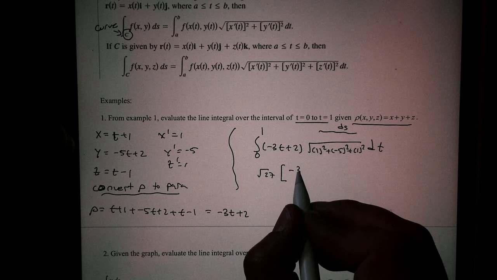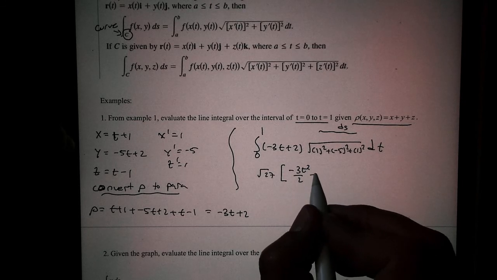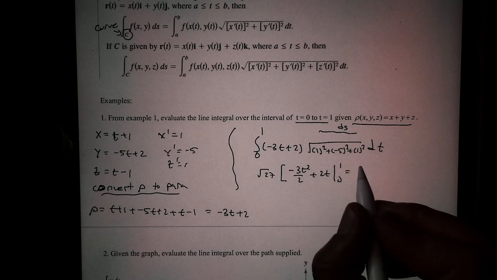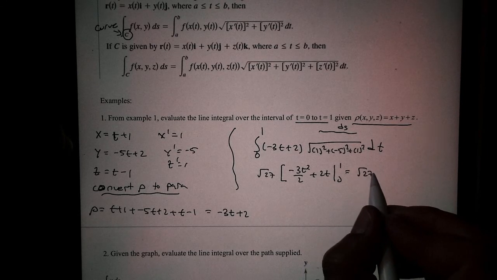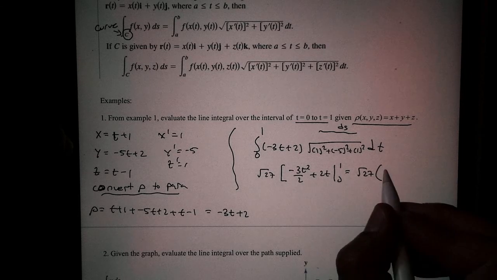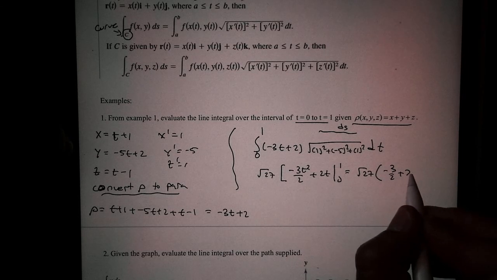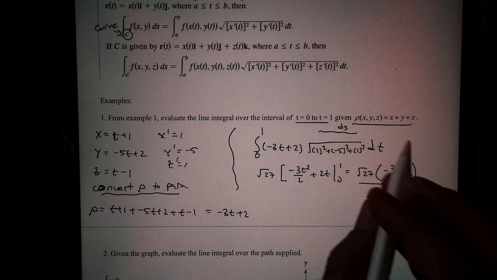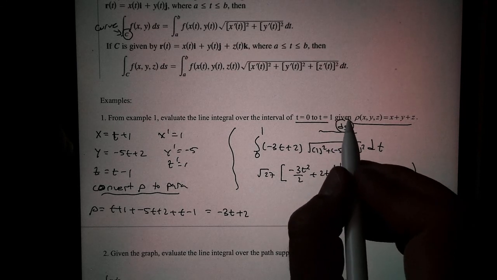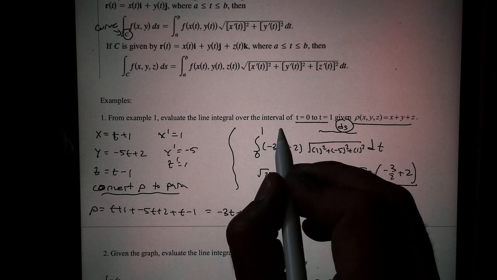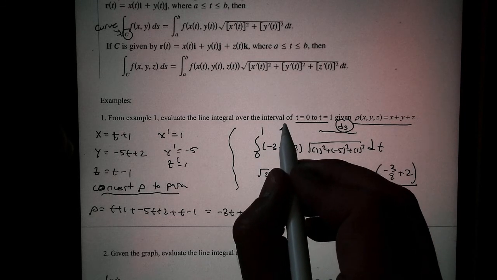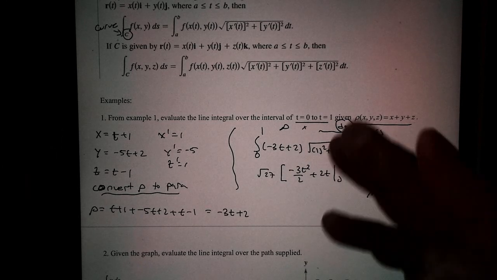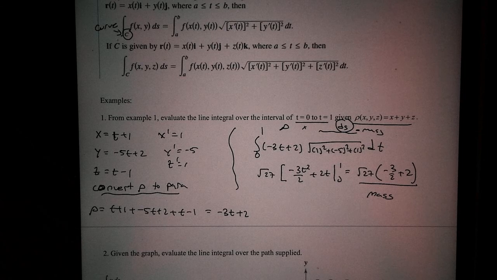We get negative 3t squared over 2 plus 2t, and we evaluate that from 0 to 1. And let's see what we get. The square root of 27. I don't have to worry about the 0, so we just get negative 3 halves plus 2, whatever that is. And remember, this is going to be a mass. If this is the area of my base, and this is my density function right here, density times area gives me the mass of that sheet, or that wall right there. Very skinny wall, though.